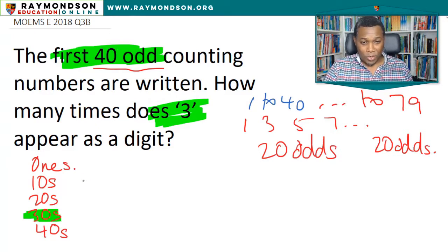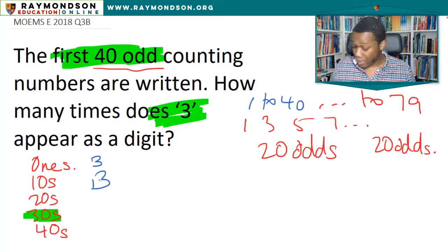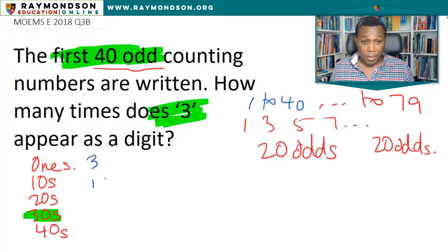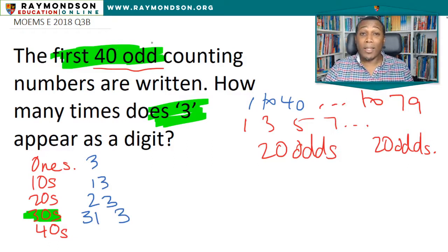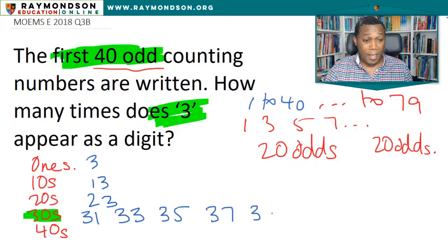So the 10s we're going to have 13. For the ones we'll have 3. So 3, 13, and then we'll have 23. Then in the 30s we're going to have 31, 33. Remember, it's only odd numbers, so 33, 35, 37, 39. Then we'll get 43.